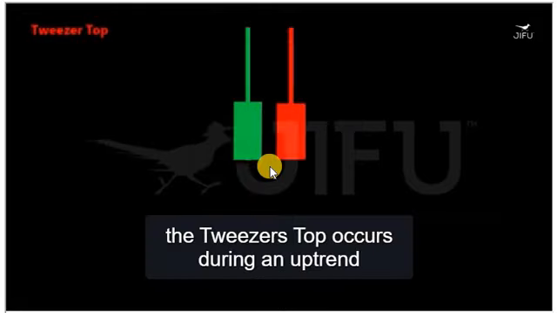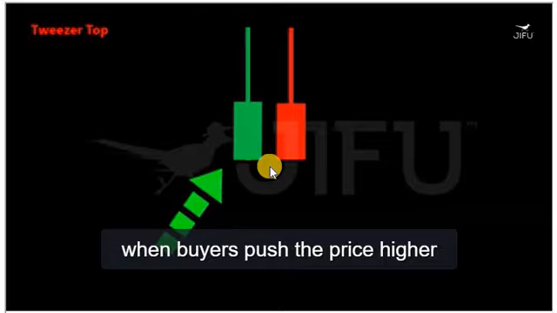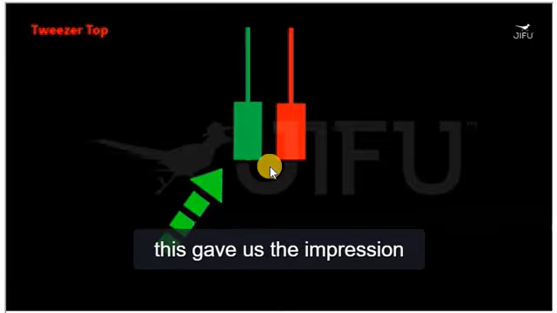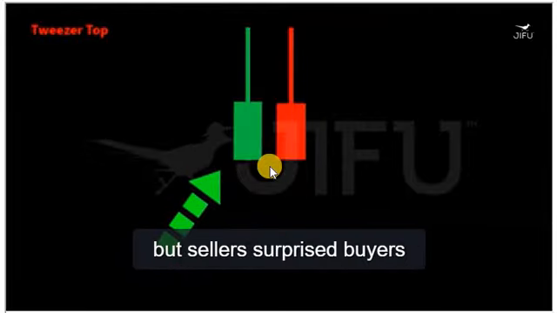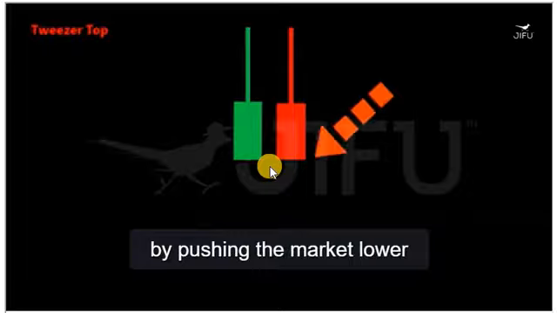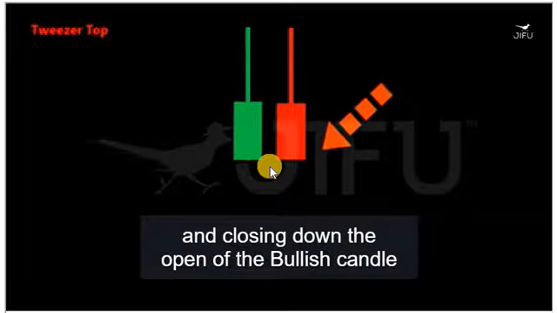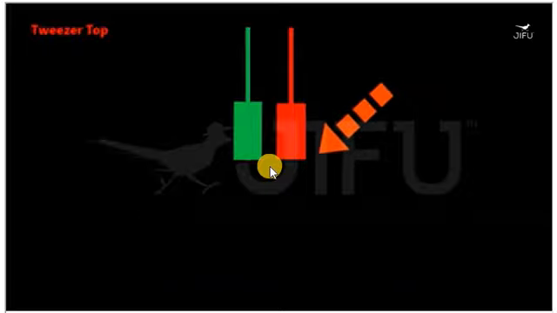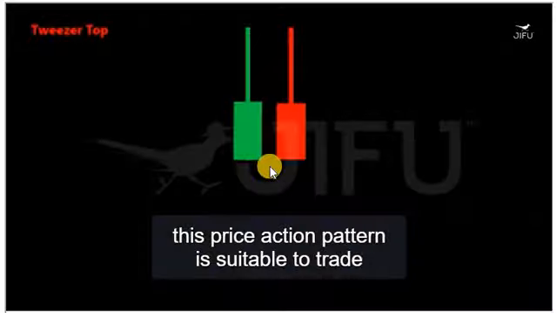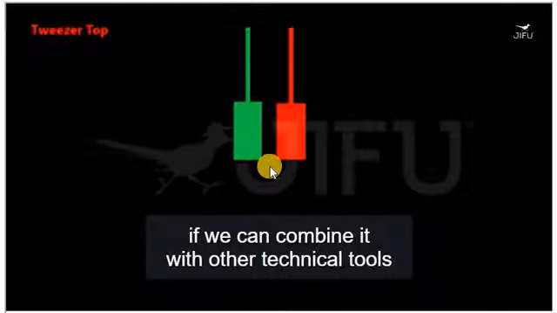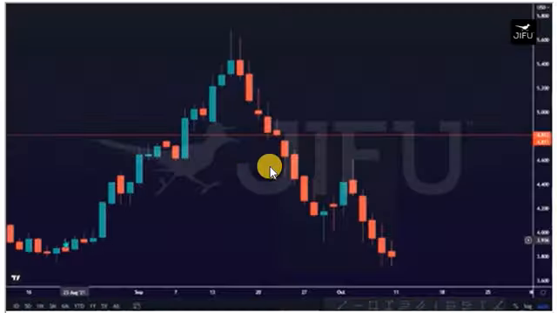The tweezers top occurs during an uptrend when buyers push the price higher. This gave us the impression that the market is still going up, but sellers surprised buyers by pushing the market lower and closing down to the open of the bullish candle. This price action pattern is suitable to trade if we can combine it with other technical tools.